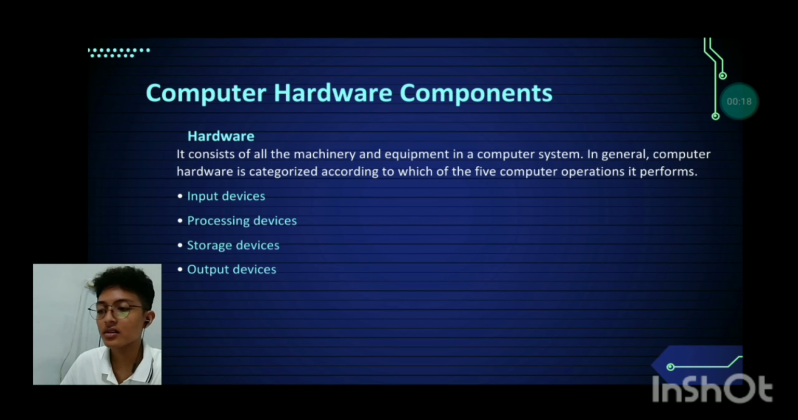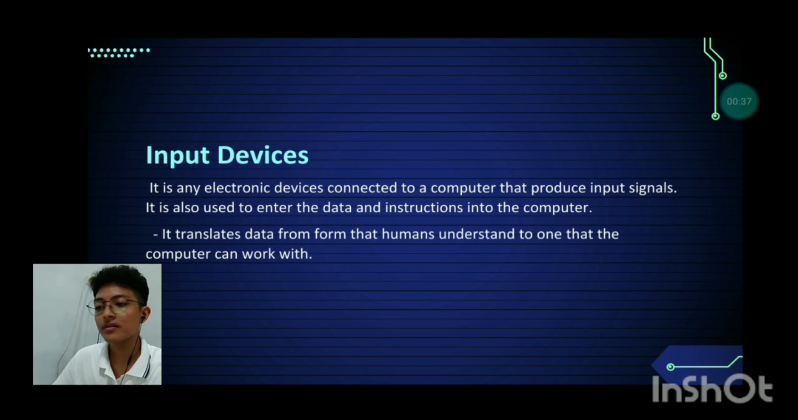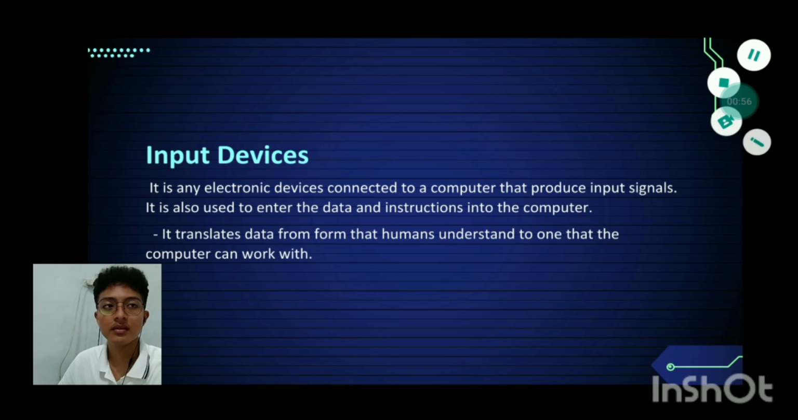It consists of all the machineries and equipment in a computer system. In general, computer hardware is categorized according to which of the 5 computer operations it performs. Number 1, the input devices, the processing devices, the storage devices, and last, the output devices. And now, the input devices naman. It is any electronic device connected to a computer that produces input signals, and it is also used to enter the data and instructions into the computer. It translates data from a form that humans can understand to one the computer can work with.